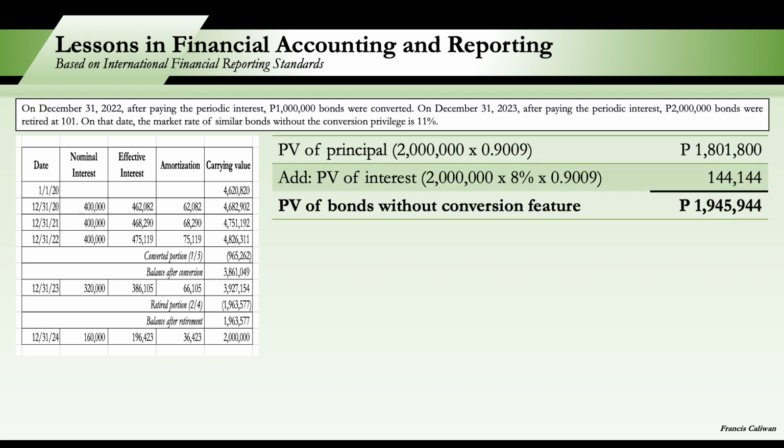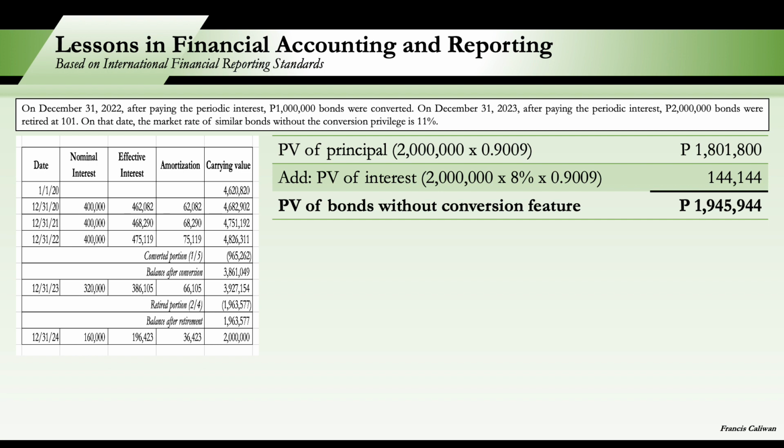So present value of principal, that's 2 million times 0.9009. That is our present value factor for 11%, 1 year. So 1,801,800 plus the present value of interest. Actually, the present value factor for ordinary annuity of 1 or present value factor for 1 is the same if the remaining period is only 1 year. So 2 million times 8% times 0.9009, it's 144,144. So the present value of the bonds is 1,945,944. So that's the market value or the present value of the bonds without the conversion feature.